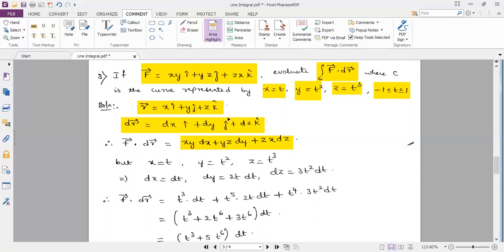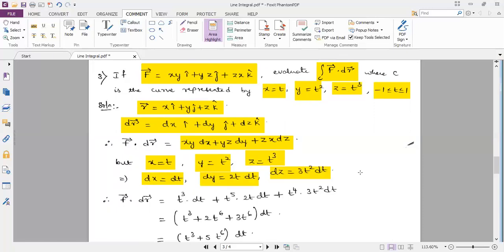Now use the values of x, y, z given in terms of t. Substituting x is equal to t, y is equal to t square, and z is equal to t cube. Rewriting the differentiation as well. So dx will be dt, dy will be the differentiation of t square, which is 2t dt. Similarly, dz will be the differentiation of t cube, which is 3t square dt.